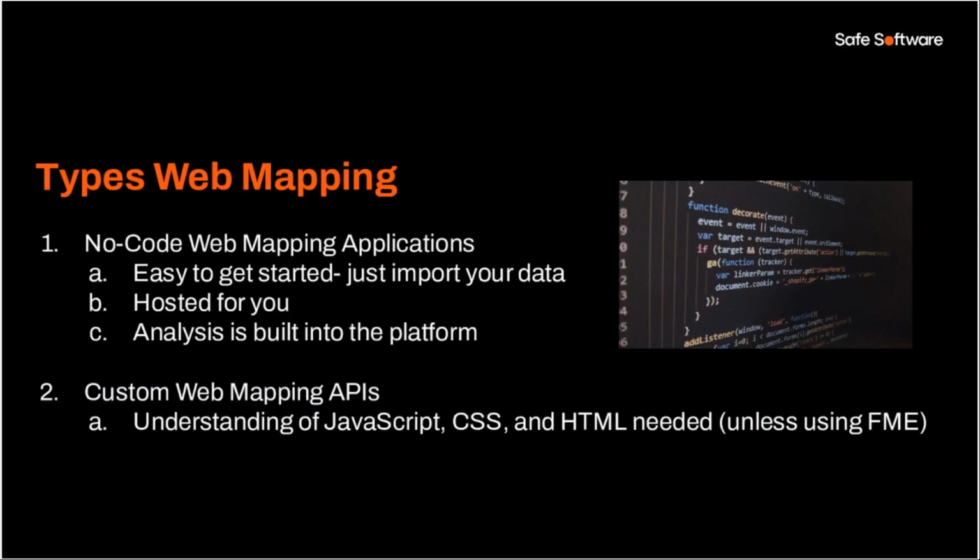There are two primary types of web mapping. The first type is no-code web mapping applications. During this webinar, we're going to primarily focus on this type of web mapping. A no-code web mapping application should allow you to create a web map for you without any code. It's easy to get started as you just need to import your data. It's hosted for you and the analysis is built into the platform. The second approach is custom web mapping APIs. This would involve reading documentation of different APIs and creating a custom web map by using JavaScript, CSS, or HTML. However, using FME, you can create basic web maps without any code.